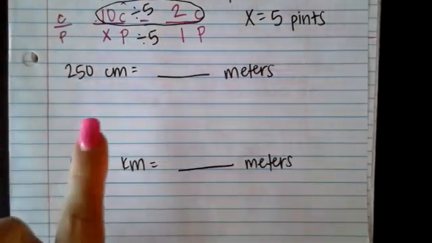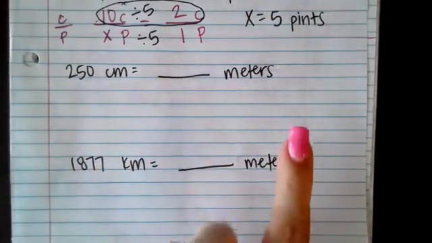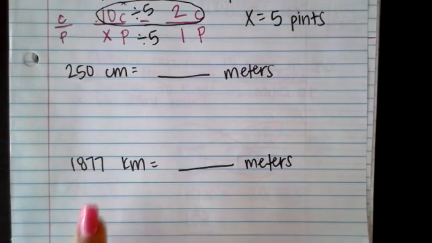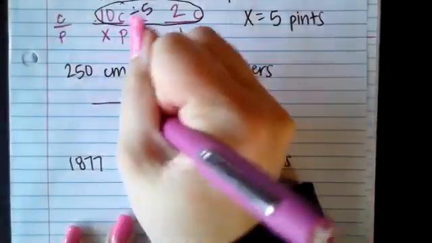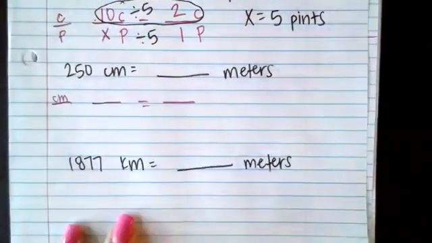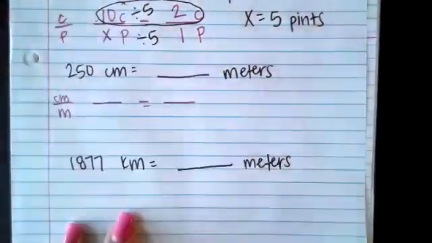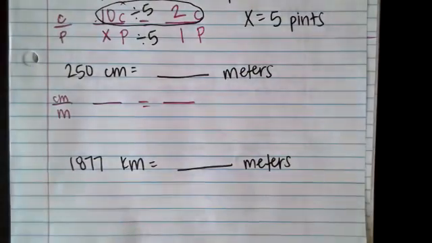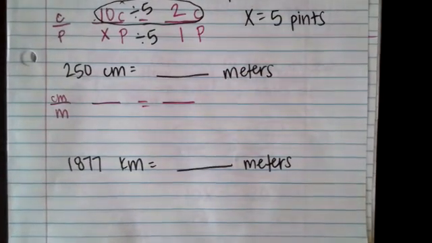So in one instance, we're going from a smaller unit to a bigger unit. And in the second instance, we're going from a bigger unit to a smaller unit. So that kind of helps us determine the reasonableness of our answer. So if I am converting 250 centimeters into meters, if I set up my 2 equivalent fractions, I'm going to put centimeters as my numerator, meters as my denominator. Again, it doesn't matter. I could have done either one.